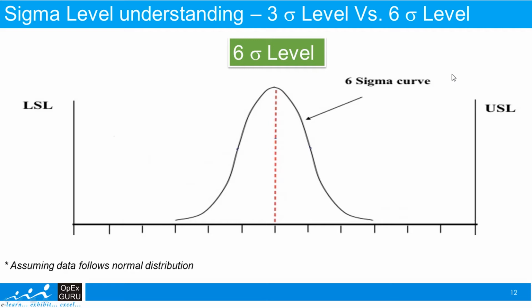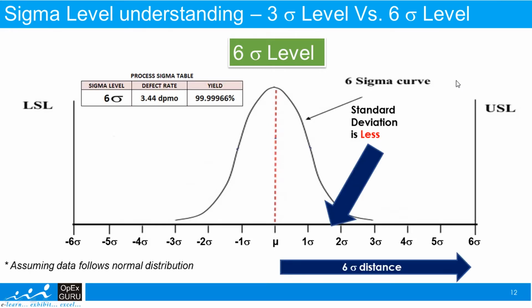In a 6 sigma level process, as you can see here, the standard deviation is less and my distance is around 6 standard deviation. In this case, we can say that this is a 6 sigma level process. Defects per million opportunity probability is 3.44 only and a yield can be 99.999%. In all these cases, we are assuming that the data is following a normal distribution. We will understand about this in a later part of this course.